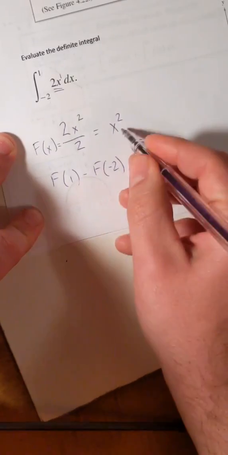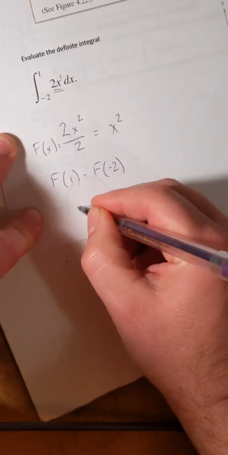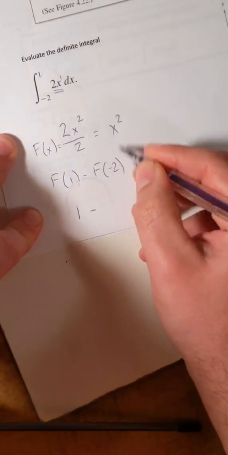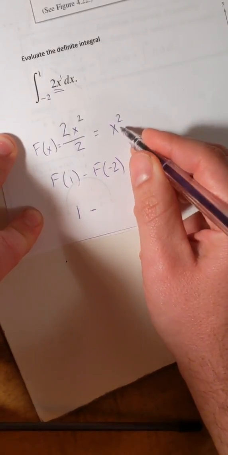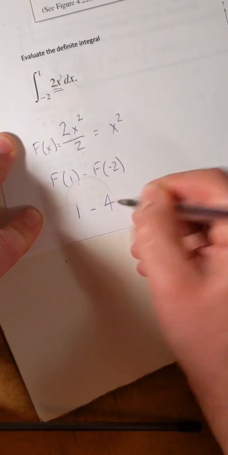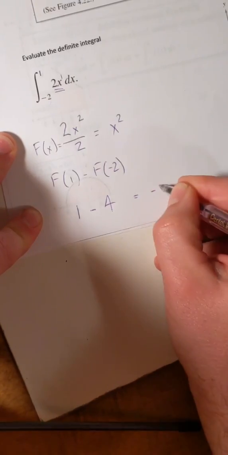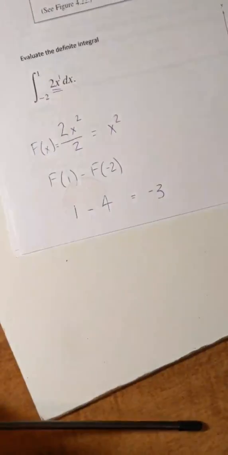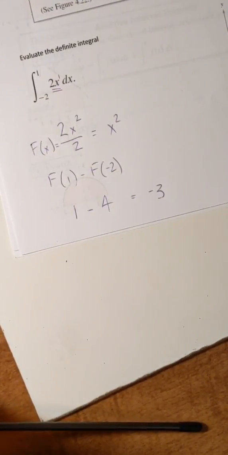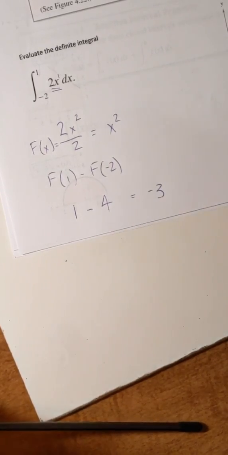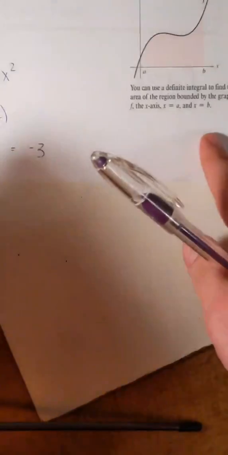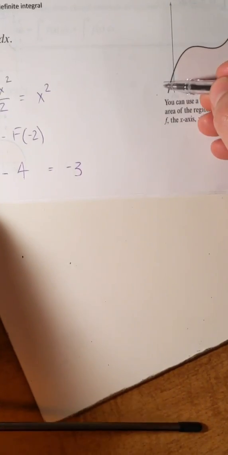And so if I plug 1 in, 1 squared is 1, minus, if I plug -2 in, -2 squared is 4. So 1 minus 4, we'd have an area of -3, which we'll explain tomorrow a little bit what that means. But we can have negative areas with integrals. It just means that the function was below the line.